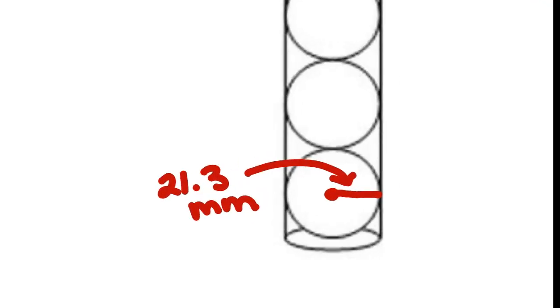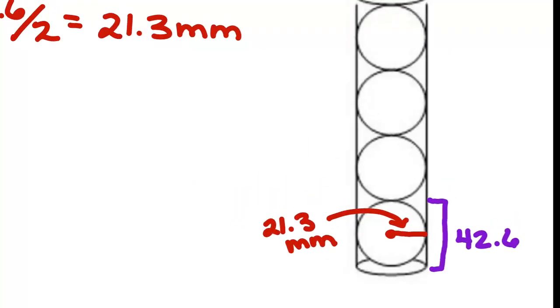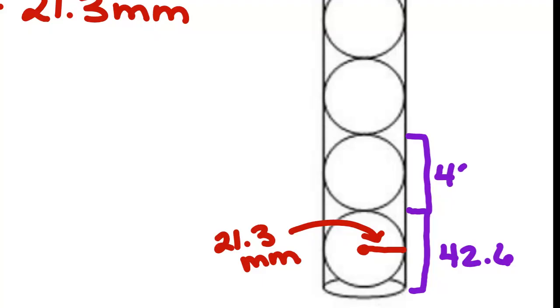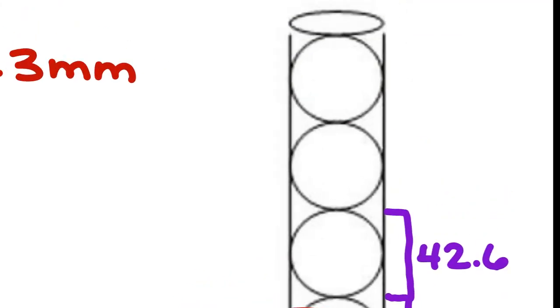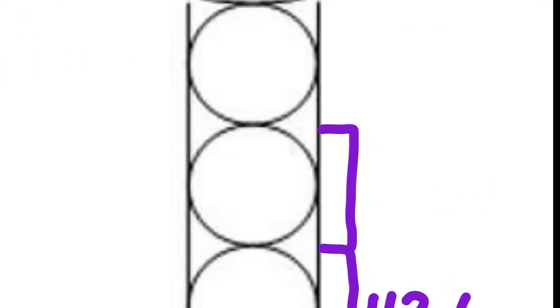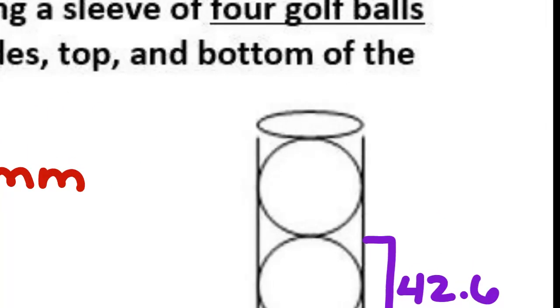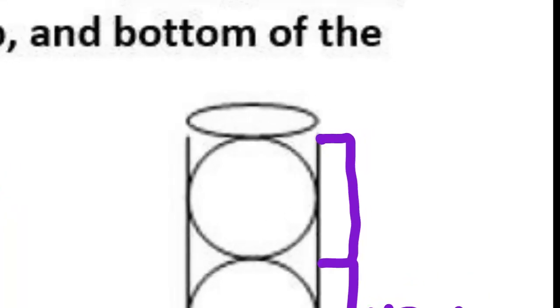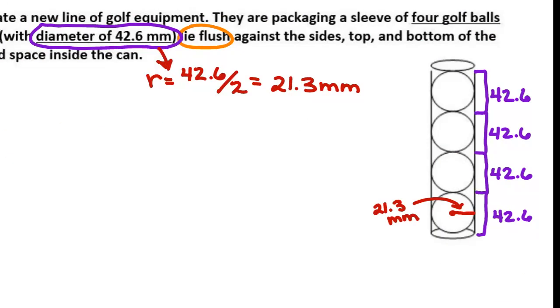But we said we know the diameter is 42.6. Diameter goes edge to edge through the widest part, right? That'd be 42.6. How tall is the next ball? 42.6. And the next ball? 42.6. And finally, this fourth ball up on top is another 42.6. Why do I care about that?